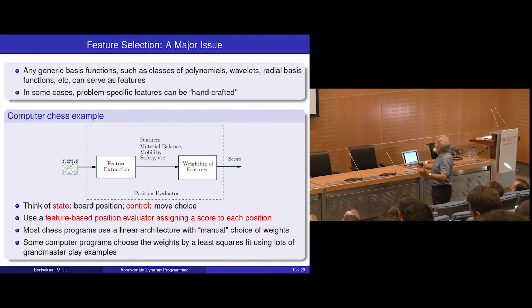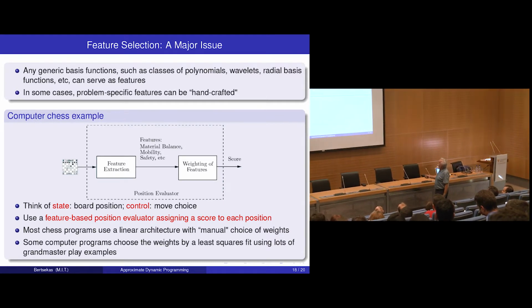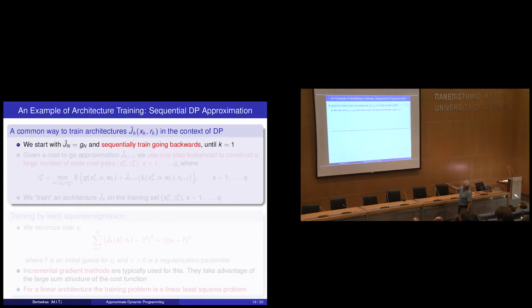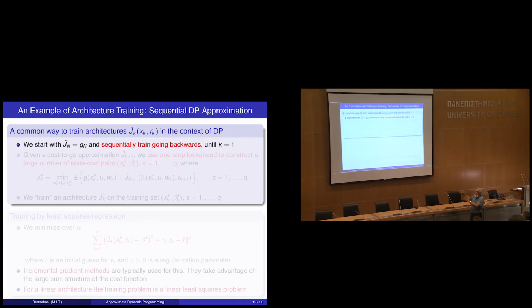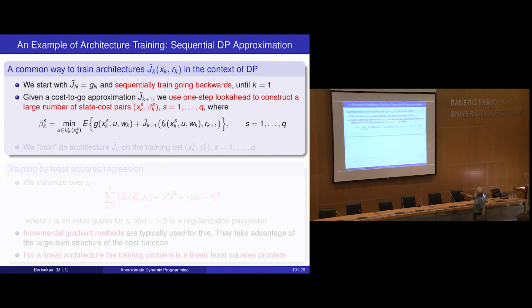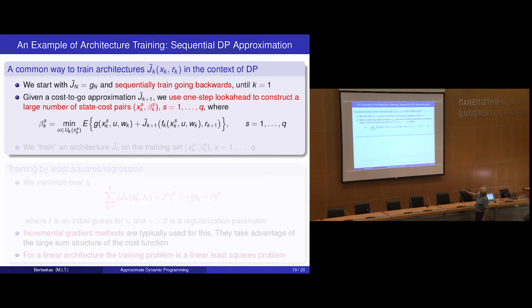Okay, so suppose we have an approximation architecture. How do we use it in dynamic programming? Well, a common way is to do the following, at least for finite horizon problems. We start with j tilde equal to the terminal cost function, and we sequentially train approximation architectures backwards. So given a cost-to-go approximation j tilde k plus 1, we use one-step lookahead to construct a large number of state-cost pairs. Okay, so this is the state, and this expression here is the result of the dynamic programming computation using the approximation architecture at the next step.